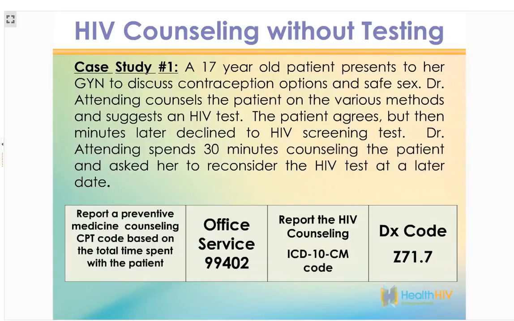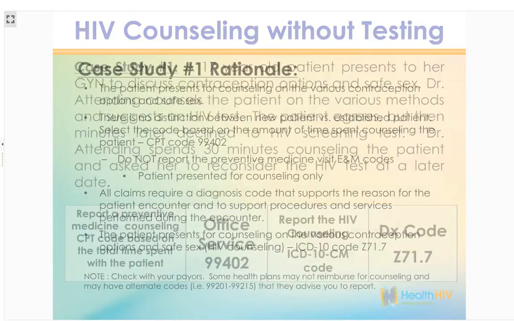The doctor counsels the patient on the various methods and suggests to the patient to take an HIV test. The patient agrees but then declines. So the physician counsels the patient for 30 minutes and asks the patient to reconsider the test at a later date. So this encounter was coded as counseling because this patient was counseled and there was no testing involved. The code 99402 describes 30 minutes of counseling, and the diagnosis code Z71.7 also describes counseling.